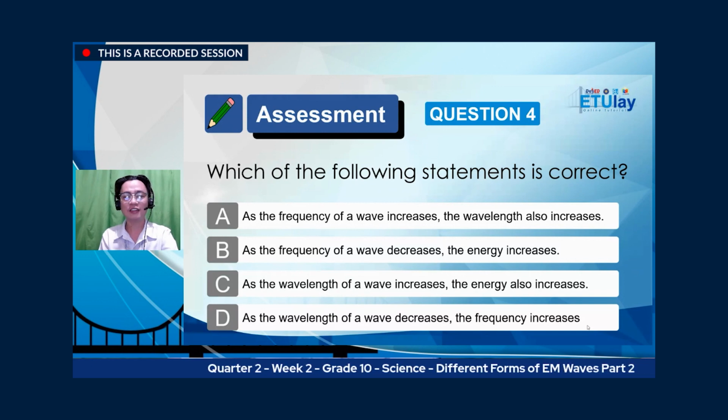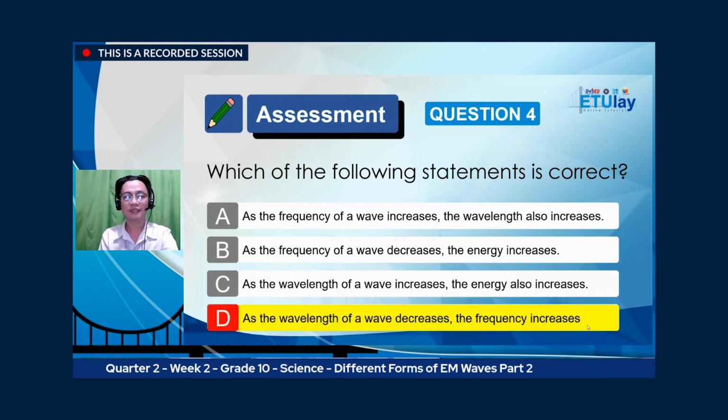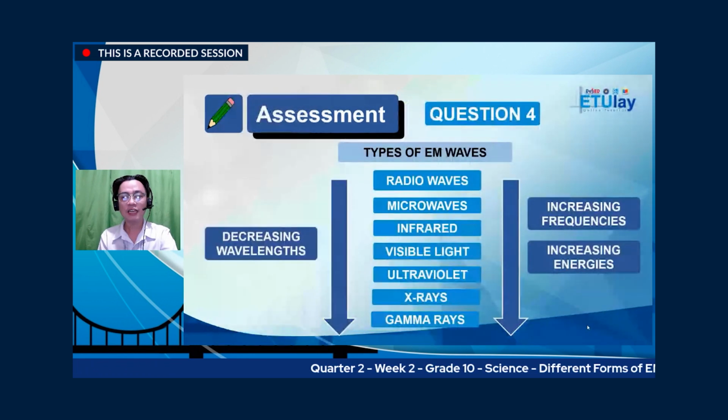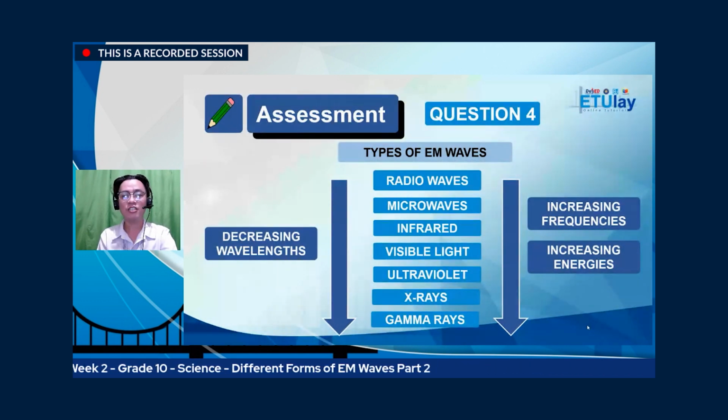If your answer is letter D, as the wavelength of the wave decreases, the frequency increases, then you are amazing. Balikan natin muli ang graphic organizer na ito, Science 10 learners. The natural trend of frequency and energy ranges from radio waves to gamma rays is increasing trend.